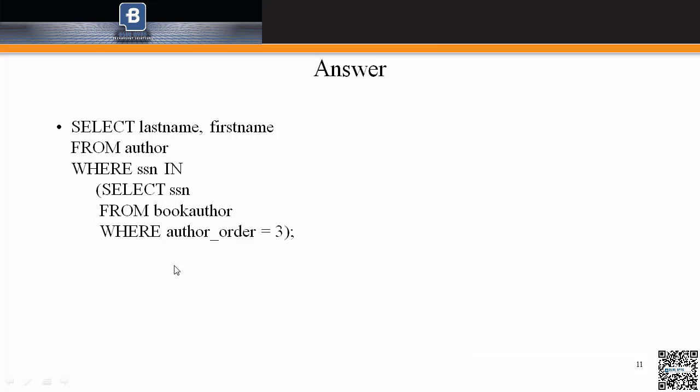Here, using a subquery, I have an inner select where I get the social security number from the book author table, where the author order is 3. That's where I can know if someone is listed third on a book. It's from the book author table. And once I have the list of social security numbers of those authors, I'm passing it up to an in list to this outer select. So I'm getting last name, first name, author.